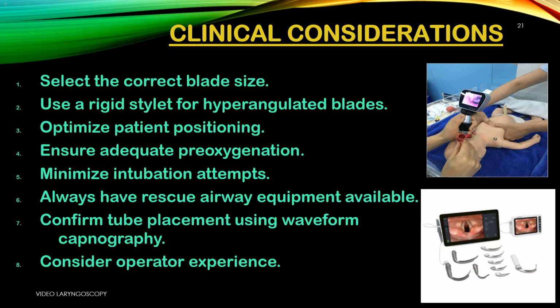6. Always have rescue airway equipment available. Bougie, supraglottic airway, and surgical kit ready. Be prepared if VL fails. 7. Confirm tube placement using waveform capnography. CO2 waveform proves the tube is in the trachea. This is the gold standard, not just listening to breath sounds. 8. Consider operator experience. Skill matters. Less experienced operators may need help or a different blade type for success.